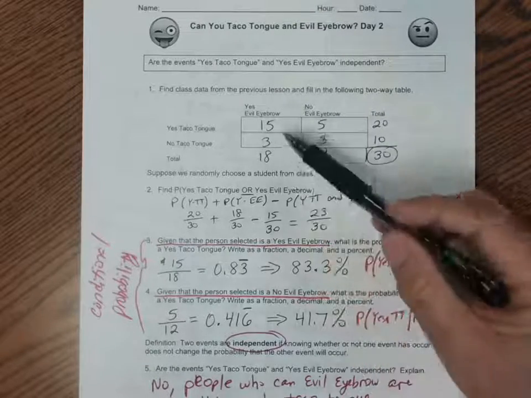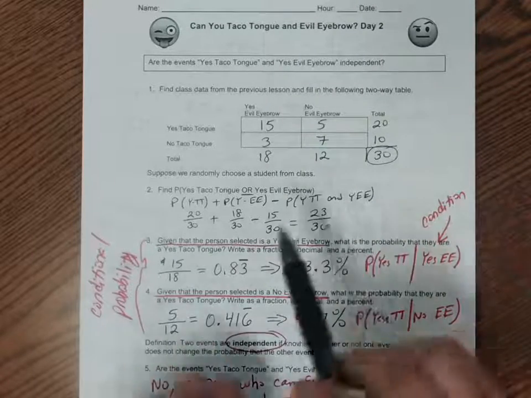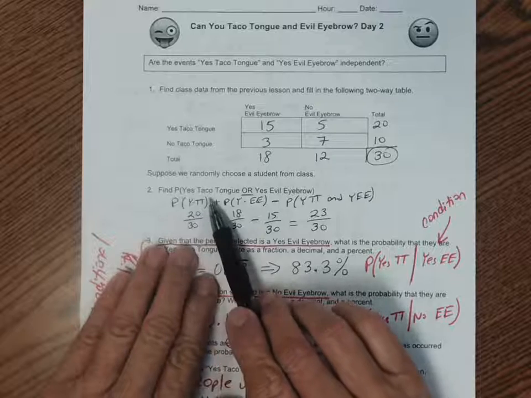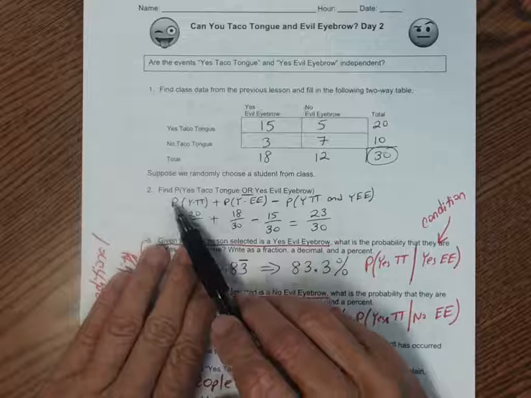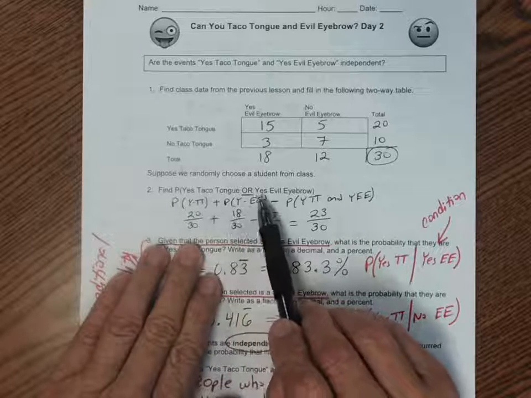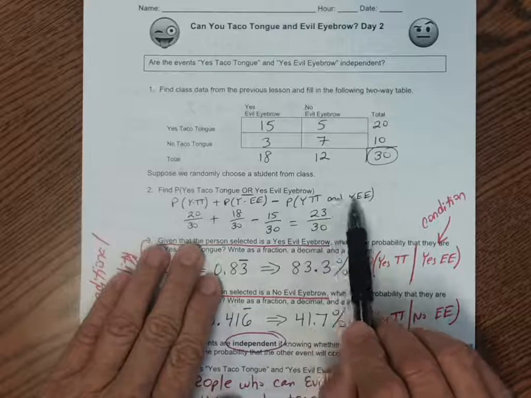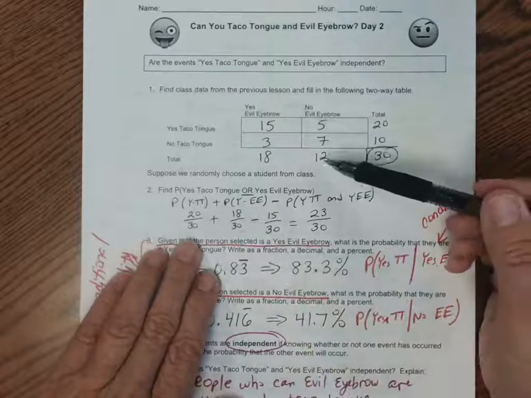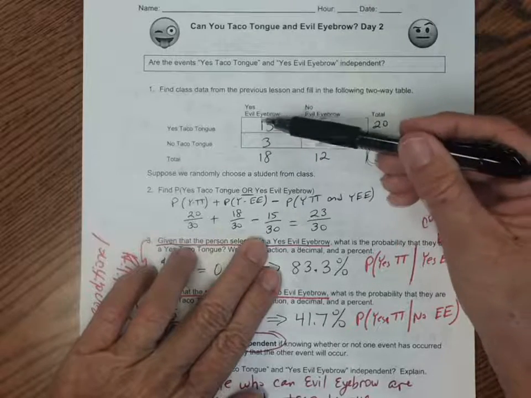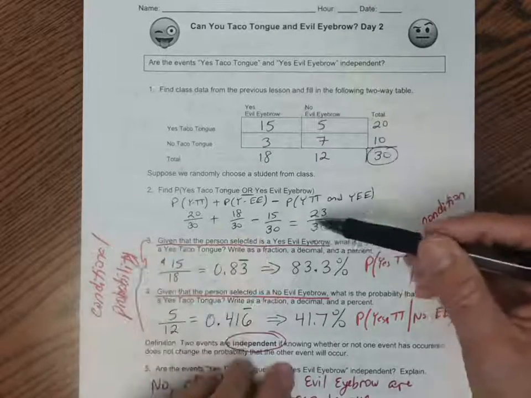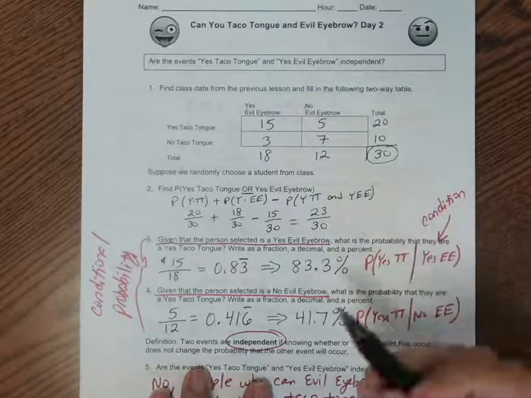And remember, the first thing you always want to do is calculate the sum of your rows, sum of your columns, and have it. And here we want to find what is the probability of yes taco tongue or yes to evil eyebrow. And we know that we do that by finding probability of the first thing plus probability of the second minus the probability of the and category. So this is where they overlap. That was 20 out of 30, 18 out of 30 minus 15 over 30, which is the overlap. So we got 23 divided by 30. And you could, of course, find the decimal value.